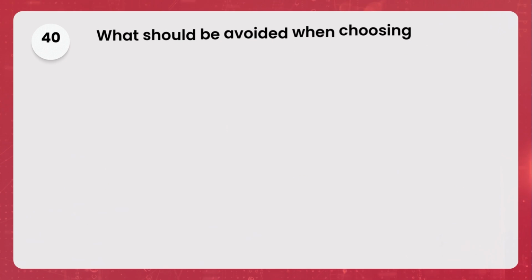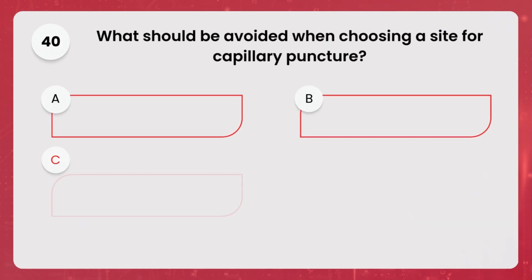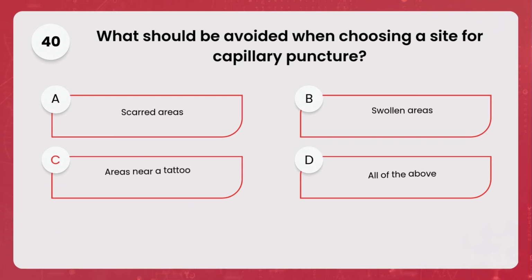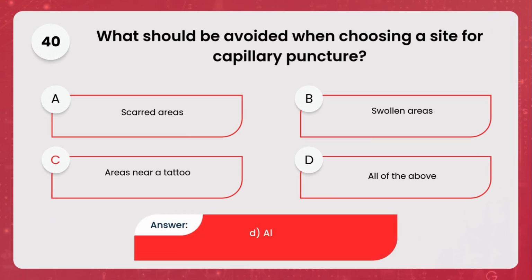Number 40. What should be avoided when choosing a site for capillary puncture? A, scarred areas, B, swollen areas, C, areas near a tattoo, or D, all of the above? The answer is D, all of the above.